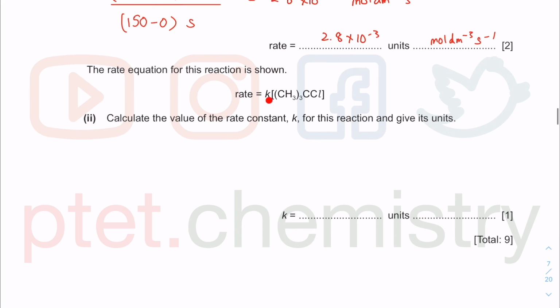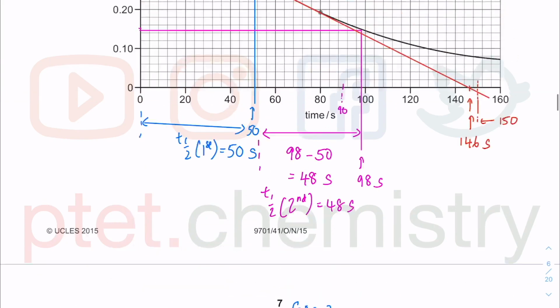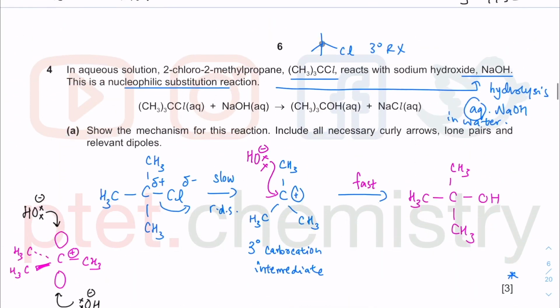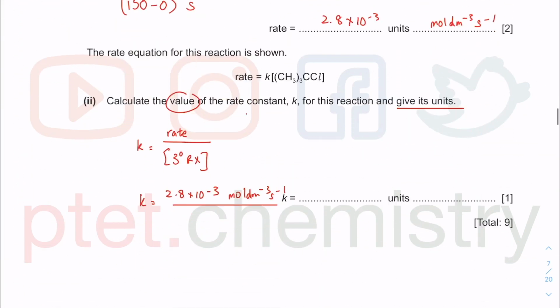The next thing we are told that this comes down to this rate equation. So calculate the value and give the unit for the rate constant. Pretty stingy of them to give only 1 mark, but then k is equal to the rate divided by the concentration of the tertiary halogenoalkane, which is basically this thing here. So we have the rate, which is 2.8 times 10 to the minus 3. And the unit there is going to be mole per dm cube per second. Do we have the concentrations for these halogenoalkanes? Well, let's have a look at the question earlier. Not really, apart from this initial information, 0.58 mole per dm cube.